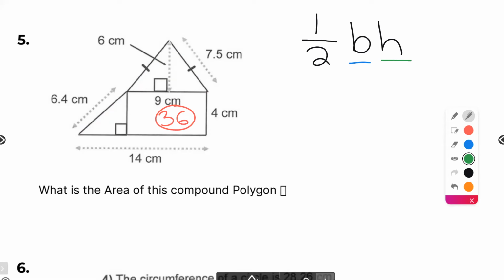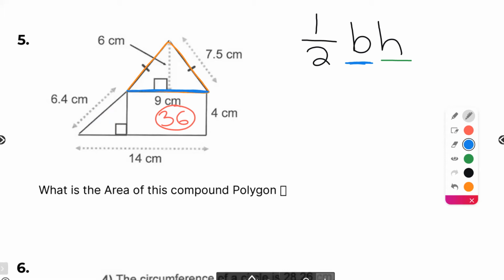So now if I'm dealing with the triangle that is on the top right now, this guy right here, the first thing I need to do is find out the base of this triangle. So that's the first measurement that touches the box right there.